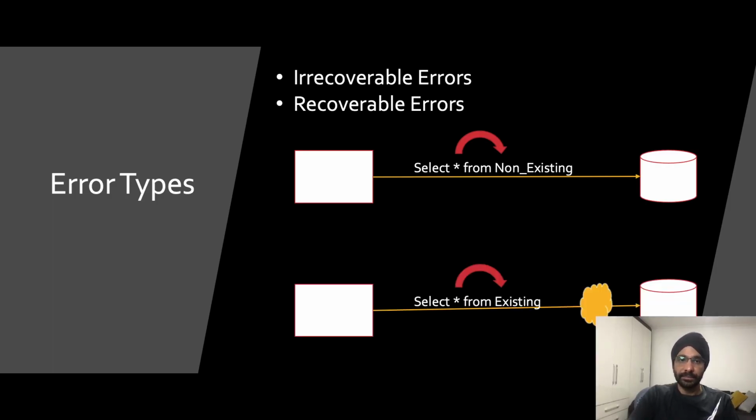On the other hand, recoverable errors are the intermittent issues which on retry, maybe first attempt, second attempt, or third attempt, might work. For example, let's say I have an existing table over here, as you can see. The first time when I try to call that table, due to some network issues, I could not. If I retry, maybe the network is now available, so I will be able to talk to that table, and then I can recover from that type of error.